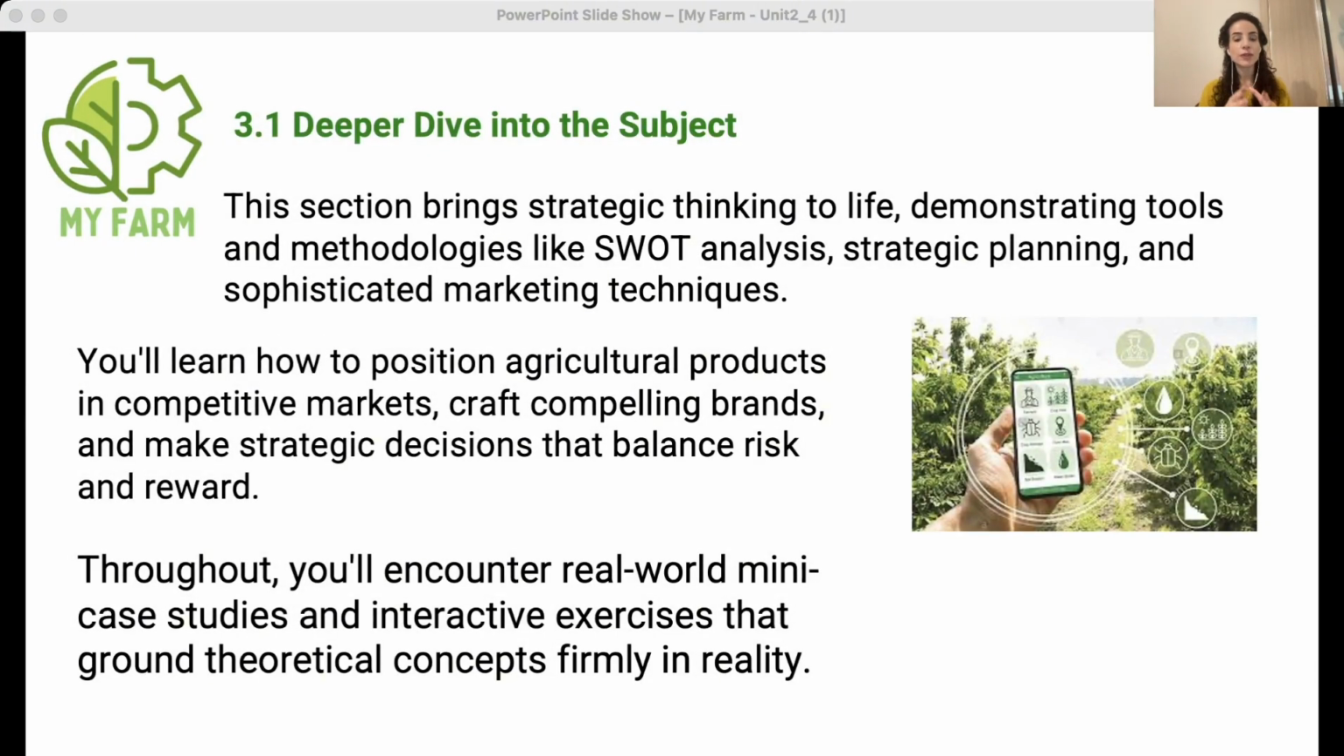As you gain confidence in managing agricultural enterprises, the decisions you face naturally become more complex. This section introduces strategic tools such as SWOT analysis, strategic planning, and advanced marketing techniques. These tools help to structure decision making, allowing managers to balance risk and opportunity rather than relying on intuition alone.